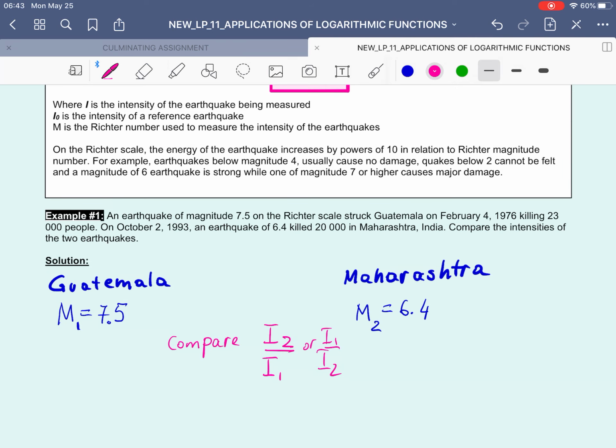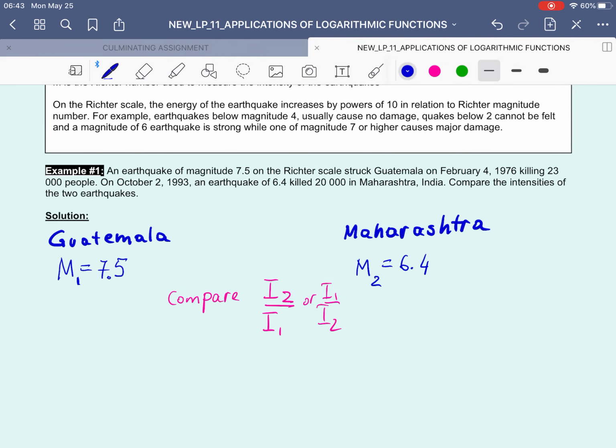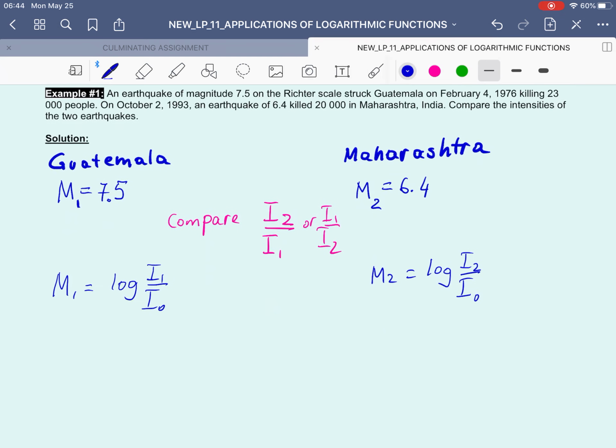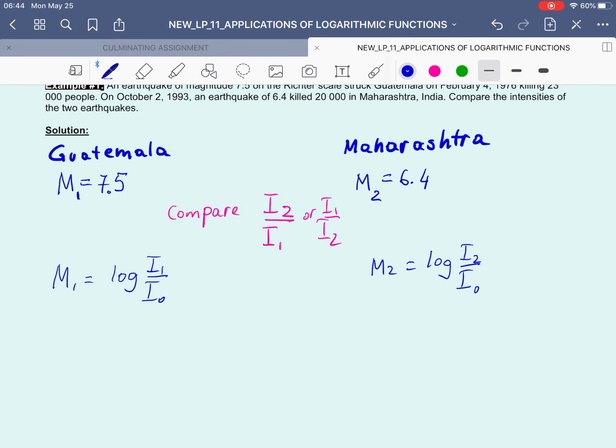Okay, so how do we go around this? What we do is we start off with the formula we know about the intensity or magnitude of the earthquake. So we're going to say that in Guatemala, M1 would be the log of I1 over I0. And in Maharashtra, M2 must be the log of I2 over I0. Remember, we want to compare intensities, so we need to solve for I1, we need to solve for I2, and then find the ratio, either I2 over I1 or I1 over I2, it doesn't really matter.